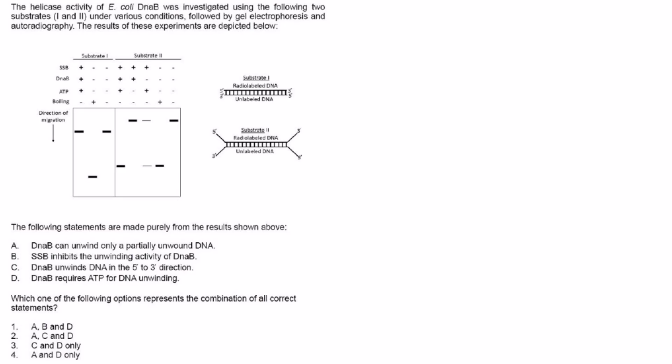So coming to the first question. The helicase activity of E. coli DnaB was investigated using the following two substrates, 1 and 2. So this is substrate 1 and this is substrate 2, that is your DNA, followed by gel electrophoresis and autoradiography. So this is the autoradiogram. The results of these experiments are depicted below. These are the components that they have added and tested in autoradiography using different substrate 1 and 2. The following statements are made and you have to see which of these are correct.